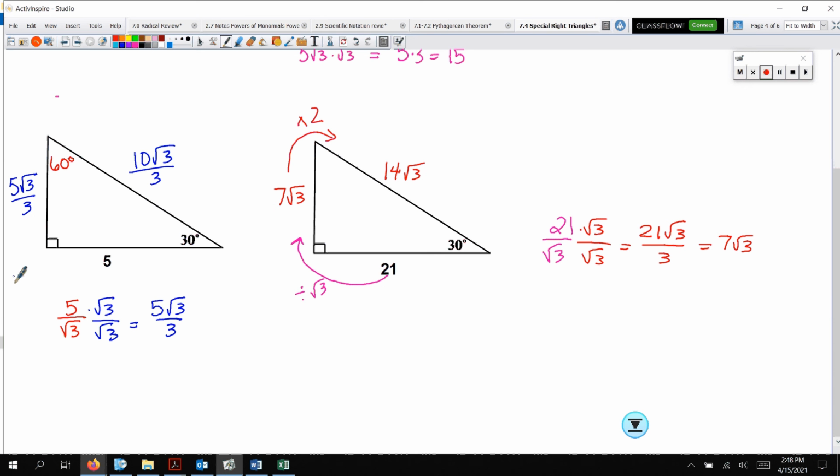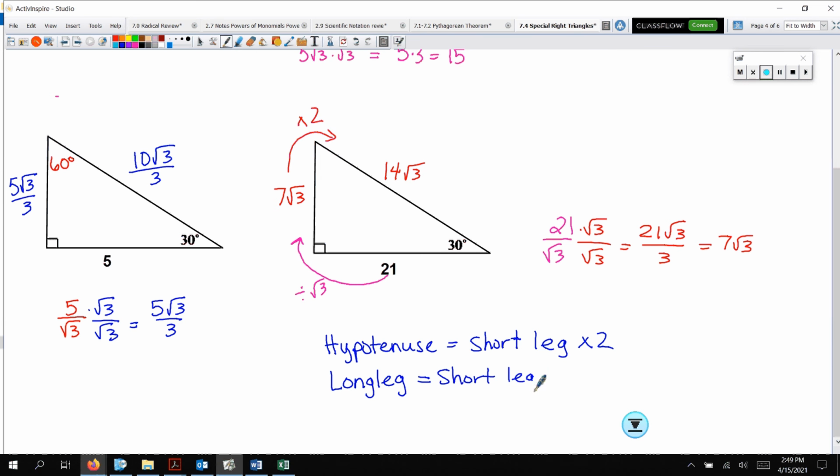Remember the rules. The rules are the hypotenuse equals the short leg, which is opposite of the 30-degree angle, times 2. Oh, I didn't write leg. Of course I didn't. But now I will. Short leg times 2. Then for the long leg, which is opposite of the 60-degree angle, it's the short leg times root 3. Okay? Those are the facts, kids.